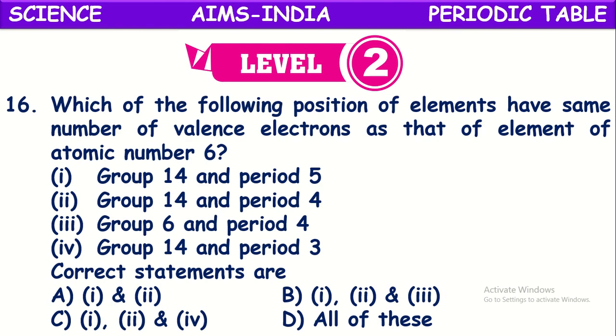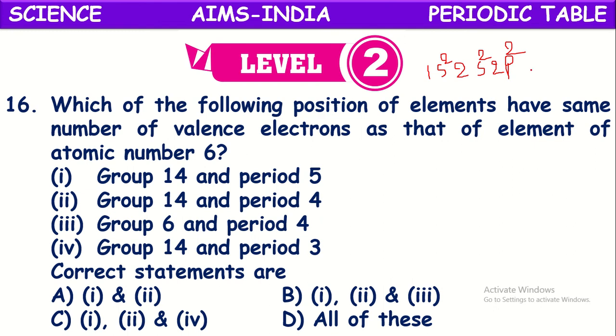See the first one. Which of the following position of elements have same number of valence electrons as that of element of atomic number 6? What is the element with atomic number 6? We know the element is carbon. So without knowing the element's name also, we can predict its position because atomic number is already given here. So if you read the electronic configuration for this element with atomic number 6, we get it as 1s2, 2s2, 2p2.